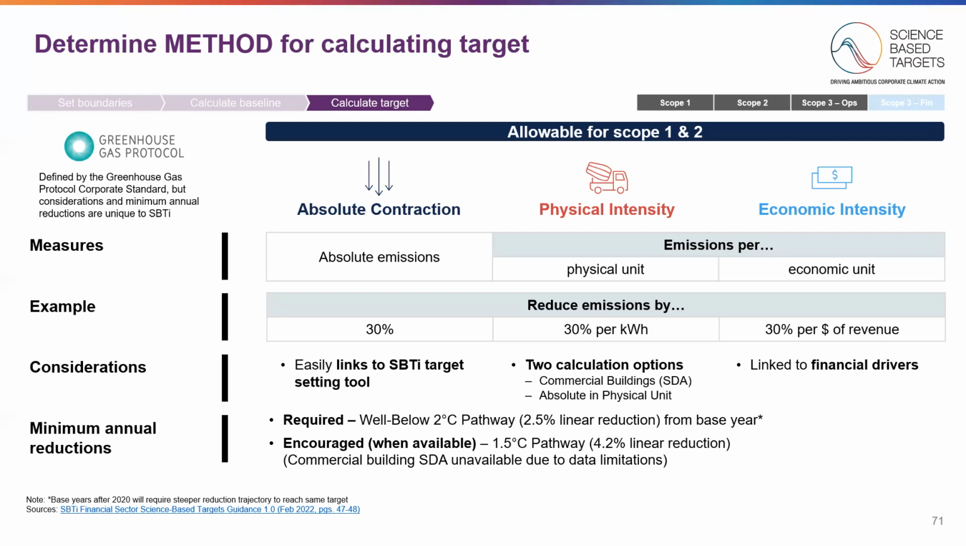All the methods will require a 4.2% reduction from the base starting in 2020 to achieve the 1.5 degree pathway or well below 2 pathway. If the baseline is later, then the linear reduction will be steeper. While all these approaches are allowed, SBTI strongly encourages absolute contraction for financial institutions, especially given the relative size of their scope 1 and 2 emissions. To have a substantial impact, ambitious goals are needed, and absolute contraction allows for transparent and ambitious goal setting.